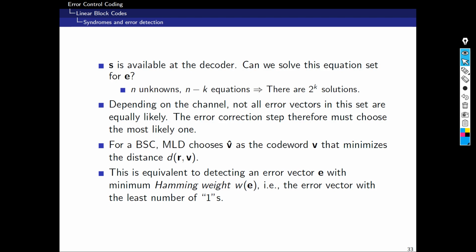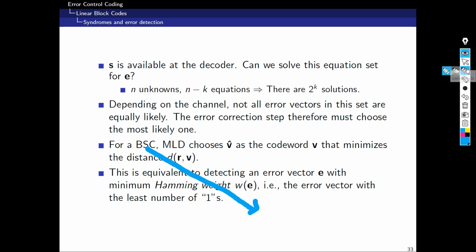Now, depending on the channel, we can exclude some of the error vectors. Not all error vectors in this set are equally likely. The error correction step therefore must choose the most likely one. You choose the most likely ones and include them in your solution. For a binary symmetric channel, for example, what do I mean by binary symmetric channel? Let me explain the binary symmetric channel for you.